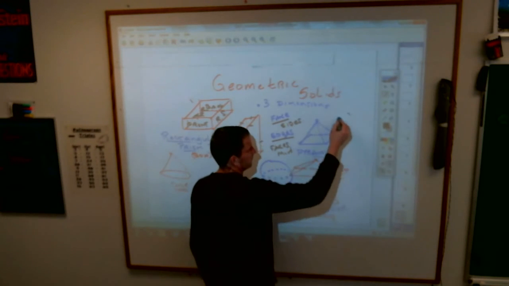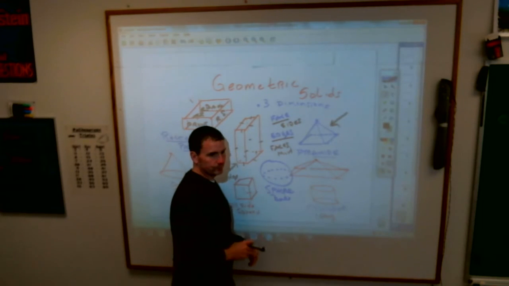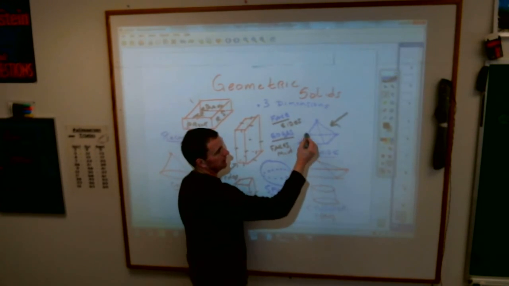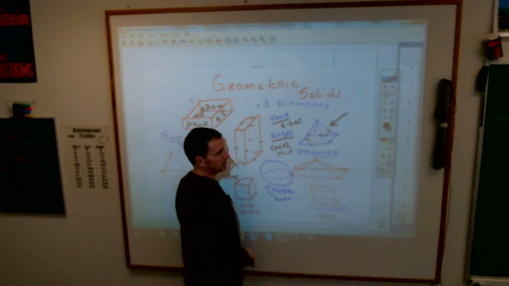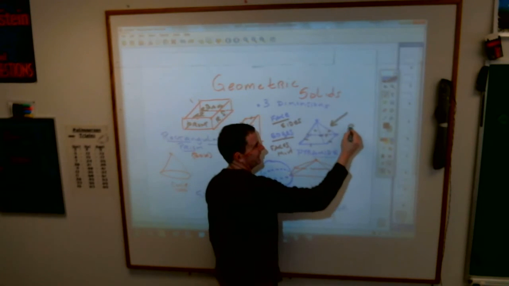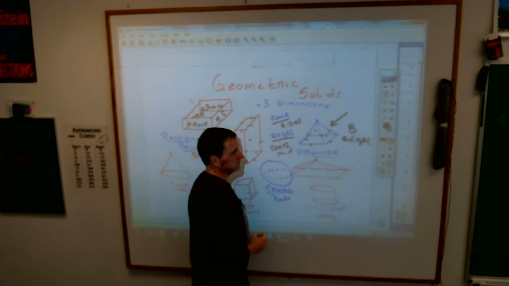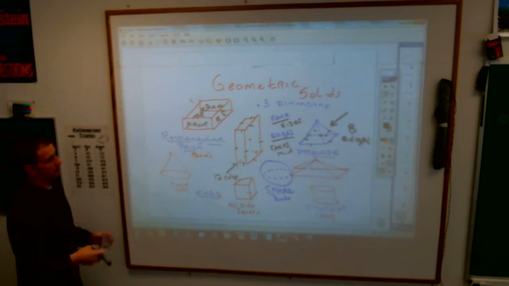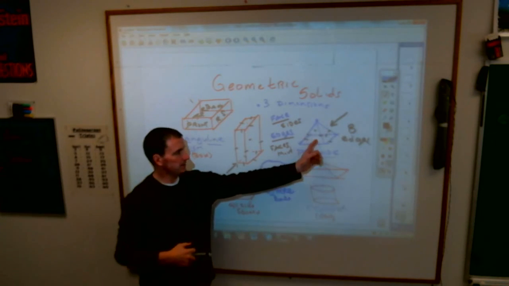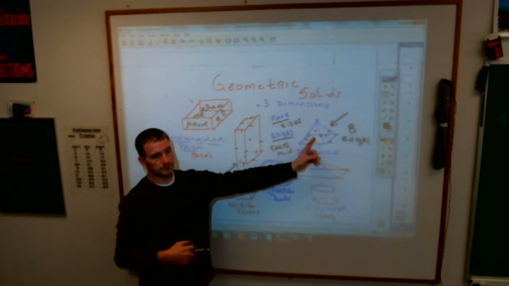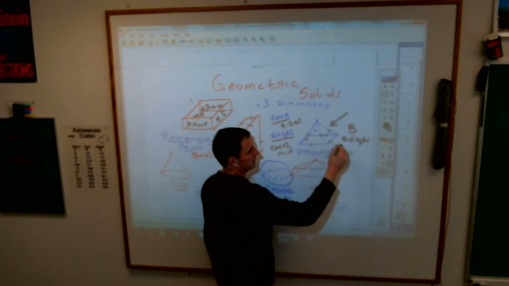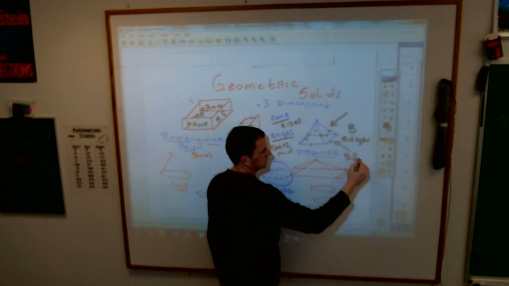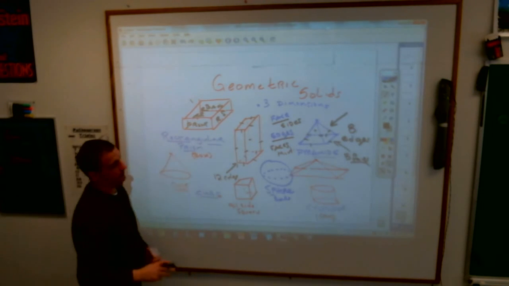How about this pyramid? How many edges would it have? You got 1, 2, 3, 4 that you can't see, and then 1, 2, 3, 4 that make up the bottom. So it has a total of 8 edges. How many faces does this pyramid have? Joseph? It has 5 faces. 5 that make up the sides and 1 that makes up the bottom. 5 faces.